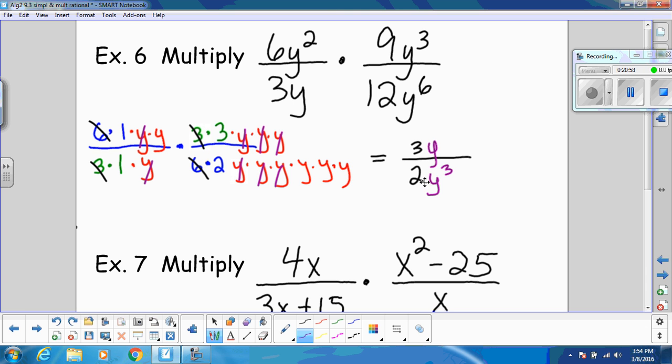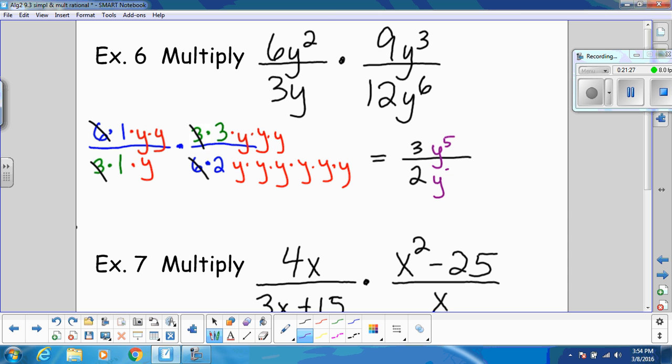So what I might suggest to you, instead of drawing out all of those y's and keeping track of them, is here's what I suggest you do. How many y's do we have total in the numerator? We have 1, 2, 3, 4, 5. We have y to the 5th. And then down here, how many total do we have? We have 1 here, and then we have 6 here. So that's a total of 7.